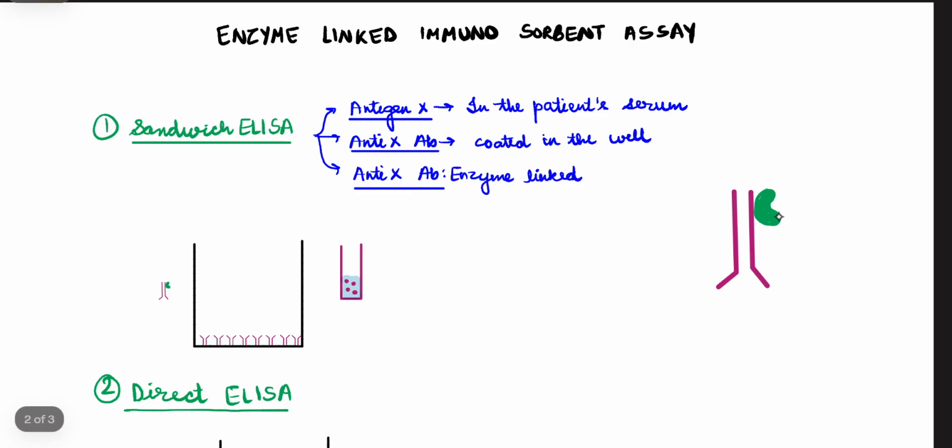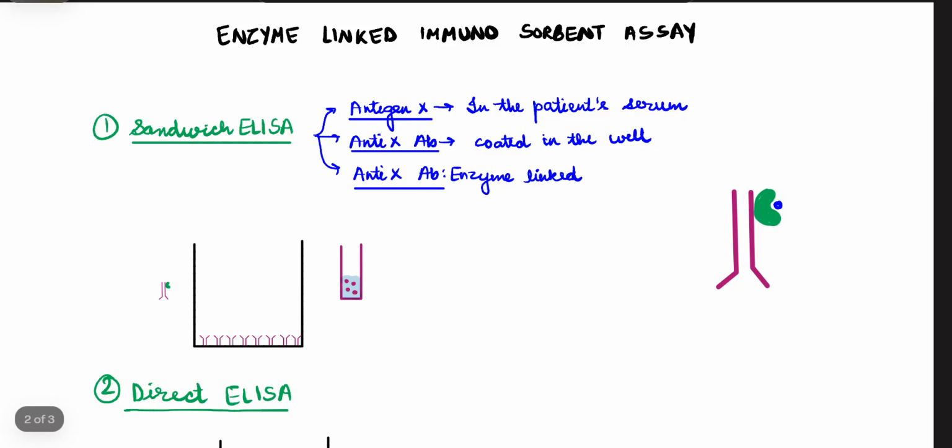And the whole ELISA is based on the color. The whole test is based upon the observance of color. So when we add the substrate to this enzyme, the enzyme and substrate will combine and react to form a product. Let us assume I am adding a blue colored substrate to this enzyme. So this enzyme will convert this substrate into a product, and the product will be a colored product. So in my particular well, I will observe the color.